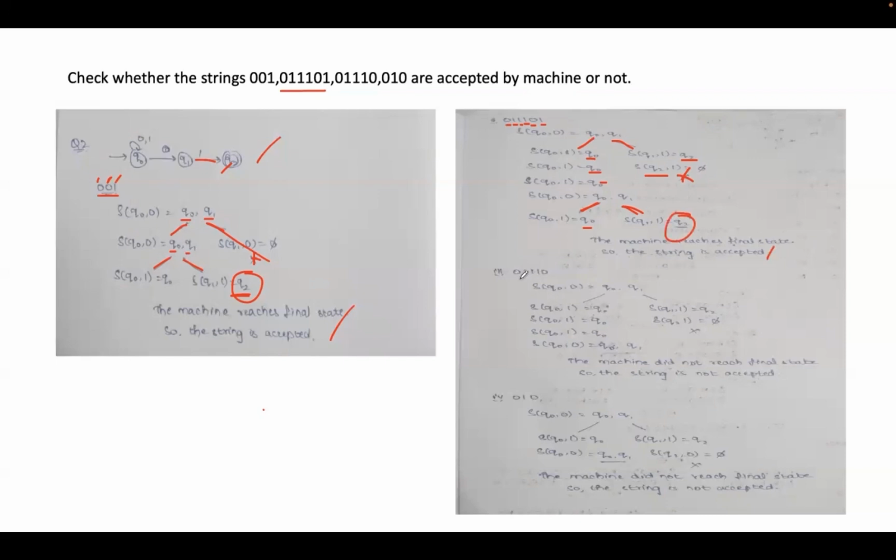Now moving to the third one. First Q0 on input symbol 0, again Q0, Q1. If the machine goes in the Q0 path, read the second character 1, it stays in the same state. Third character 1 stays in the same state. Fourth character 1 again stays in the same state. Fifth character 1 stays in the same state.